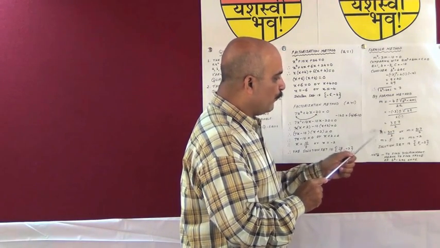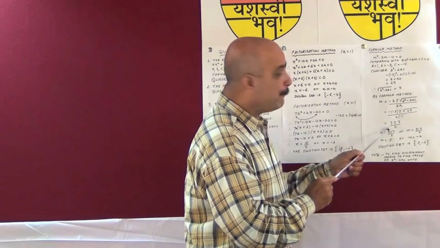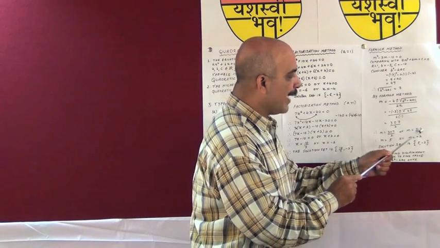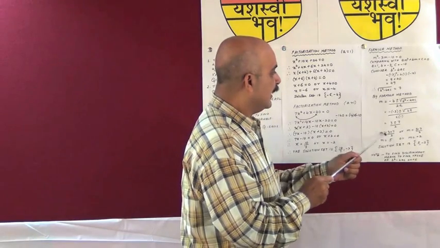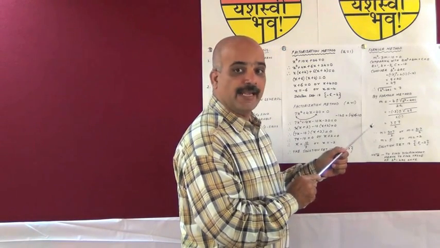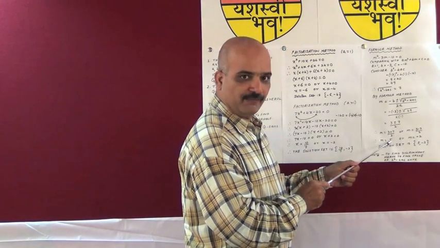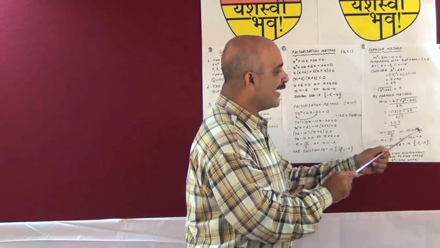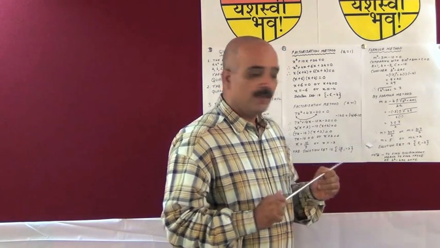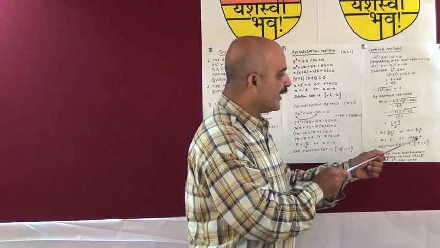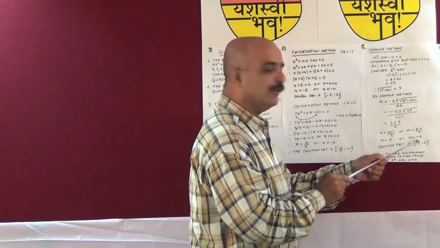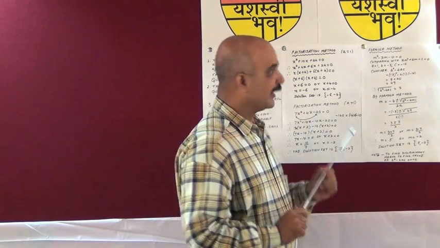So therefore we get m is equal to 3 plus 7 upon 2, or m is equal to 3 minus 7 upon 2. 3 plus 7 is 10. 10 upon 2 is 5. Therefore m is equal to 5, or 3 minus 7 is minus 4. Minus 4 upon 2 is minus 2. Therefore the solution set is 5 comma minus 2.